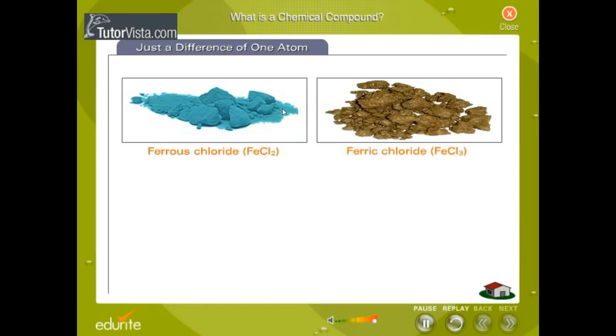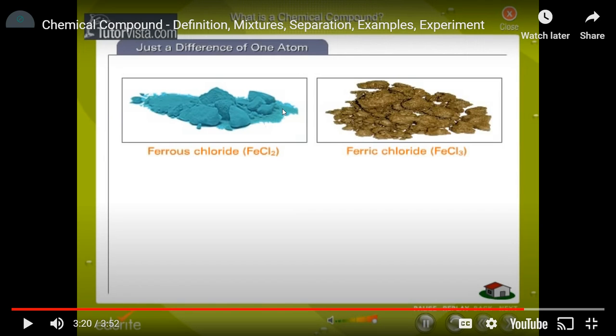Just a difference of one atom. Look at this one, guys. This one is really interesting. It's the same elements. Look at that. I have iron, Fe. I got chlorine, Cl. They're both the same elements. But the only difference is I got 2 chlorines on the left and 3 chlorines on the right.